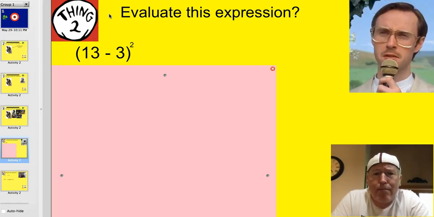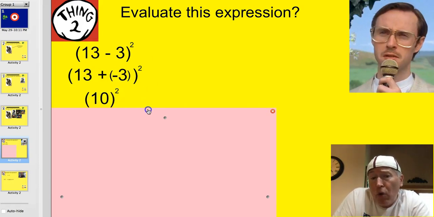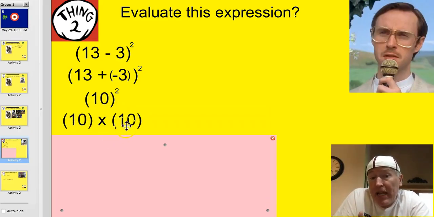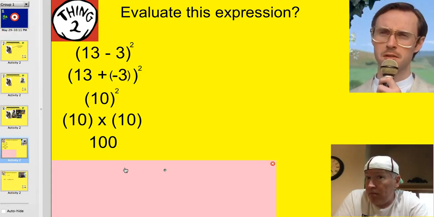Evaluate this expression then. What's 13 minus 3, the entire quantity squared? This is thing 2, you've got to know. Well, really, that's the same as 13 plus a negative 3, right? And then we have to square the whole thing. 13 plus negative 3, or 13 minus 3, is just 10, and 10 squared is the same as 10 times 10. You take everything that's in the parentheses and multiply it by itself. 10 times 10 is 100. You with me?